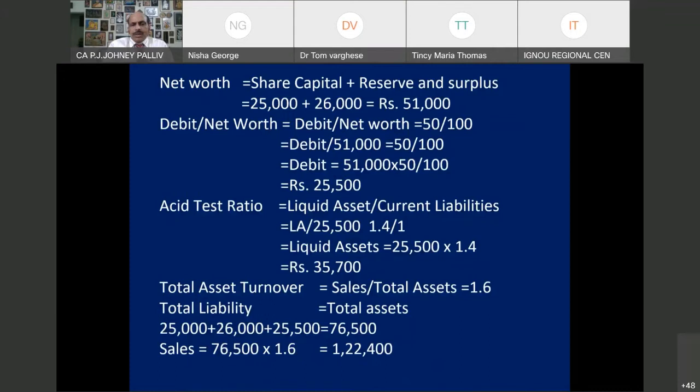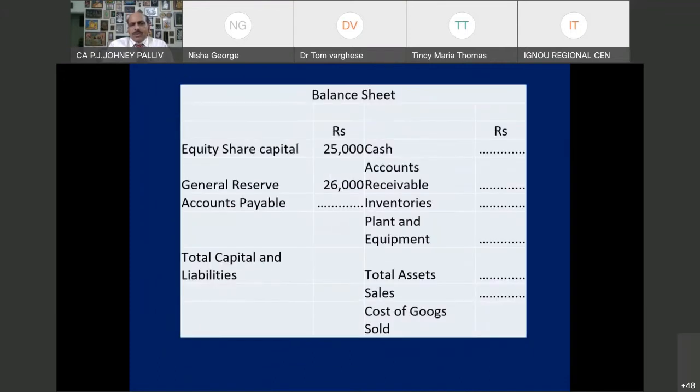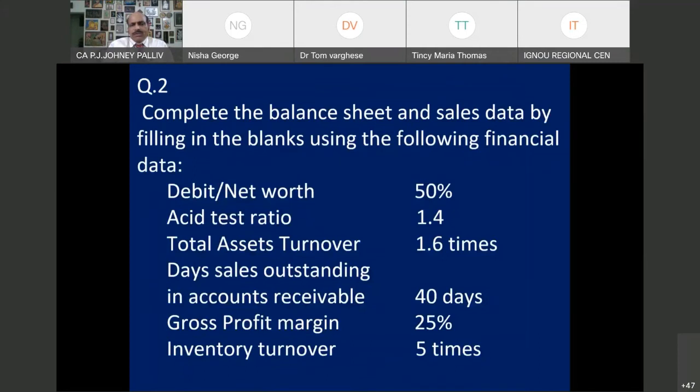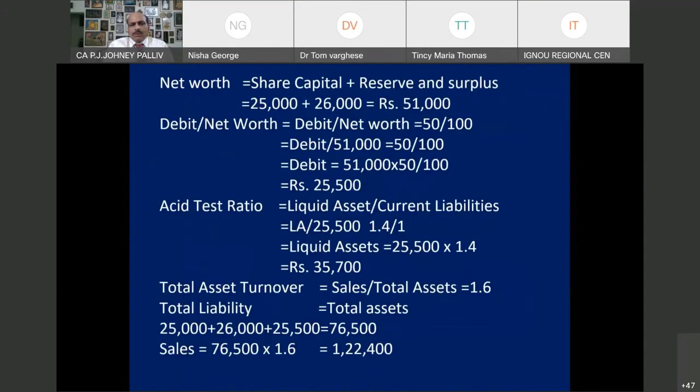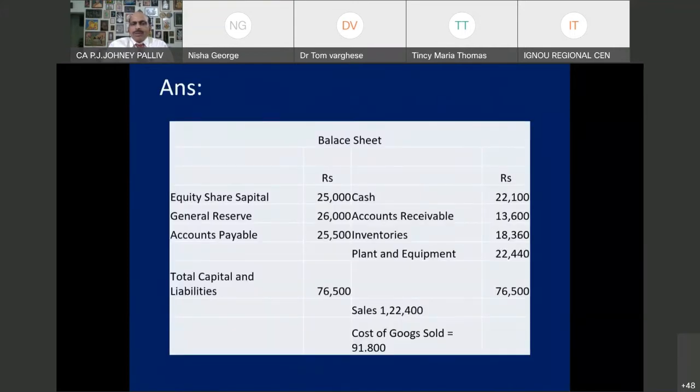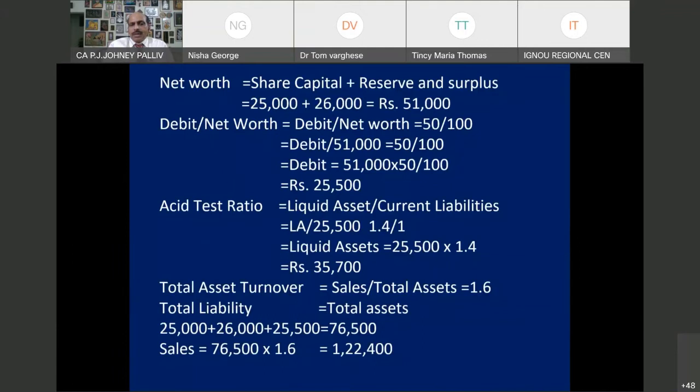Now, total assets turnover. Total assets turnover ratio is given in the problem. Total assets turnover 1.6. The mathematical equation for total assets turnover is sales divided by total assets. That is 1.6. Total assets we have found out in the balance sheet. What is the total assets? Total liability must be equal to total assets. Therefore, total assets is equal to total liability, that is 76,500. Therefore, sales divided by total assets is equal to 1.6.